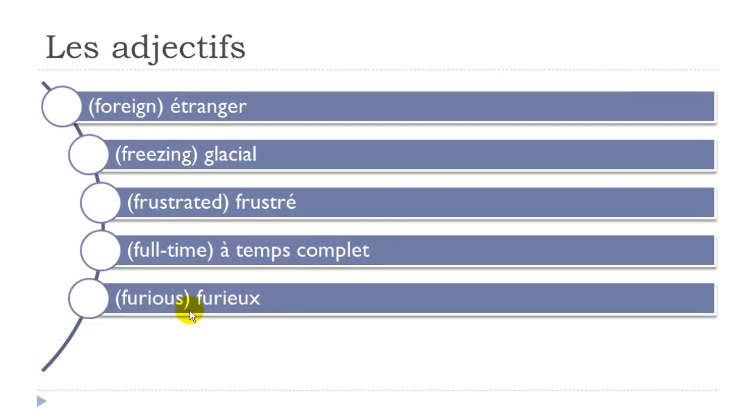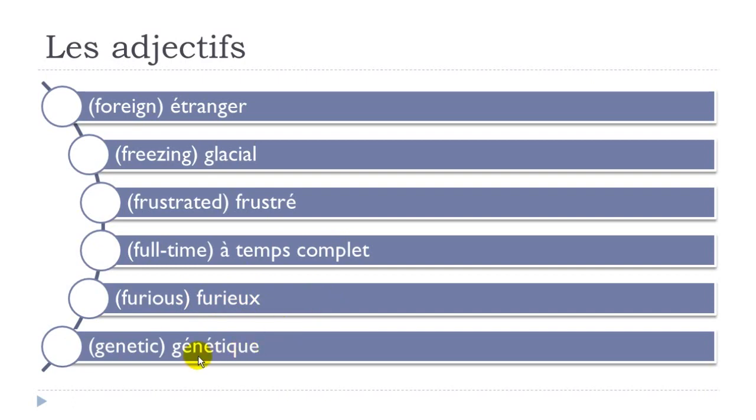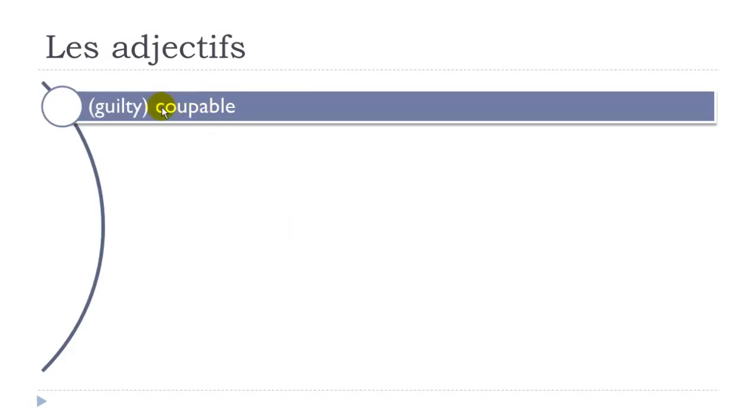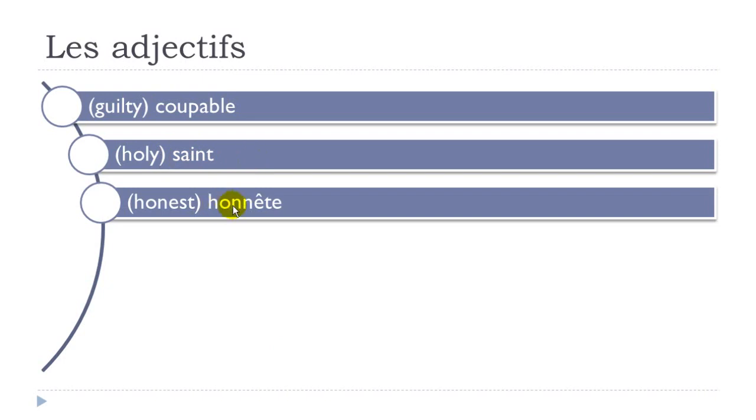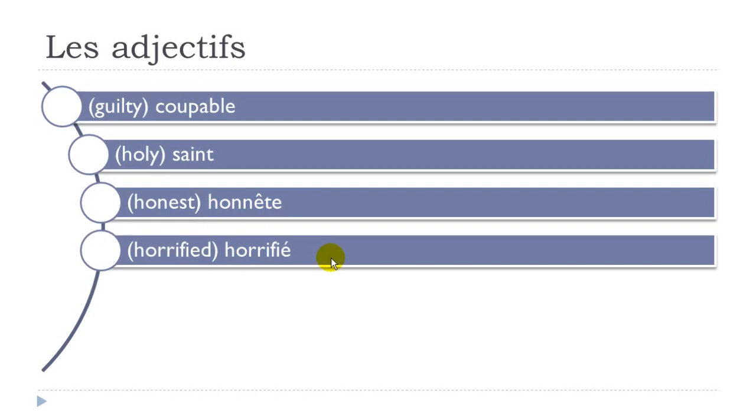Furieux. Okay, final X not pronounced. Furieux. Furieux. Génétique. Remember, K. Génétique. Coupable. Final E not pronounced. Coupable. Coupable. Saint. All right, so final T not pronounced, and then when you combine this A-I-N here, you get the sound. Saint. Saint. Honnête. So remember, H doesn't exist. Honnête. Horrifié. Same thing here, you don't pronounce the H, horrifié.